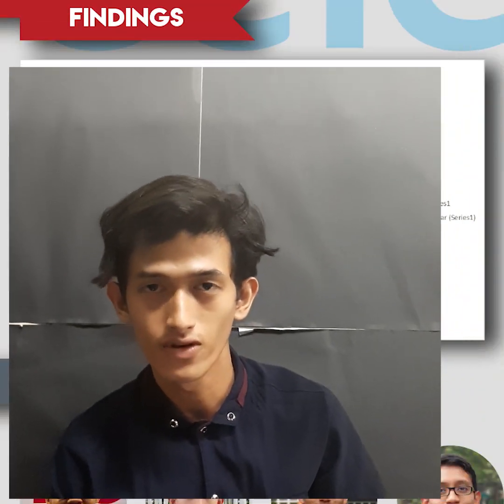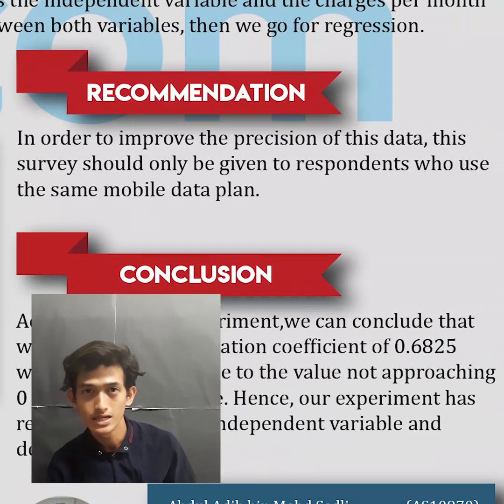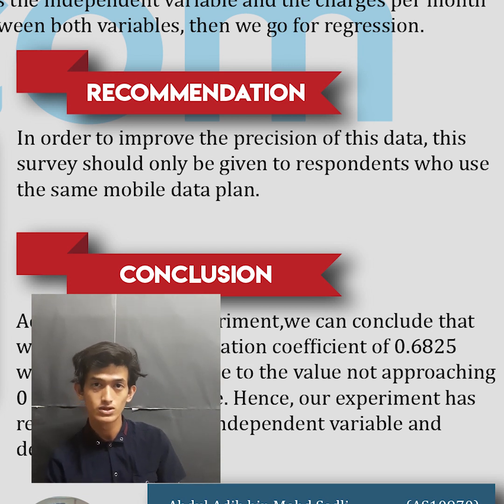Before that, my name is Muhammad Iman bin Abdul Basir. My matrix number is AS10994. For the recommendation, in order to improve the precision of the data, the survey should only be given to respondents using the same mobile plan, as we only have two variables, which are the x and y variables.